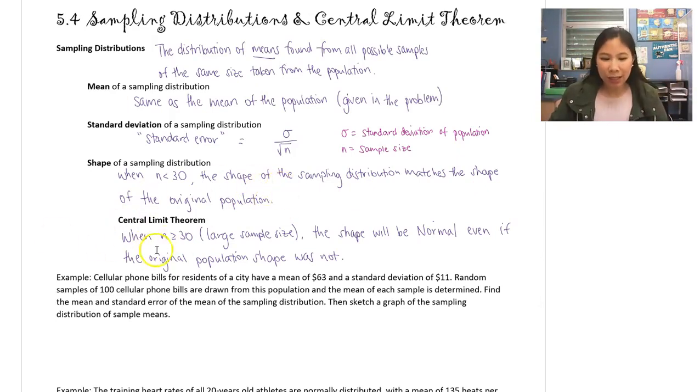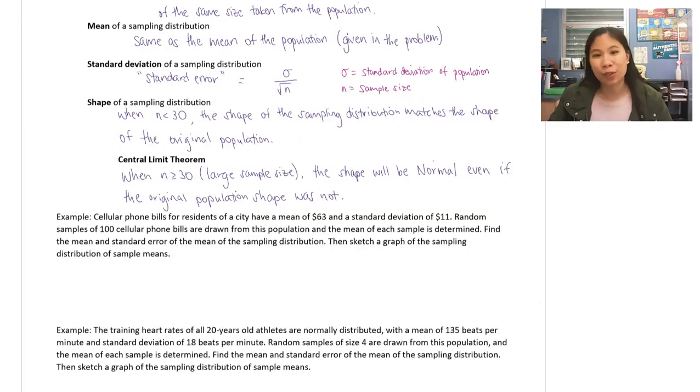But if we have large sample sizes, like n greater than or equal to 30, that's considered large, then the central limit theorem says the shape will be normal, that normal curve shape, even if the original population shape was not. So even if it was skewed or whatever, as long as your sample size is large, it'll end up normal. That's kind of cool. We use the central limit theorem a lot for that. So let's do a few examples.